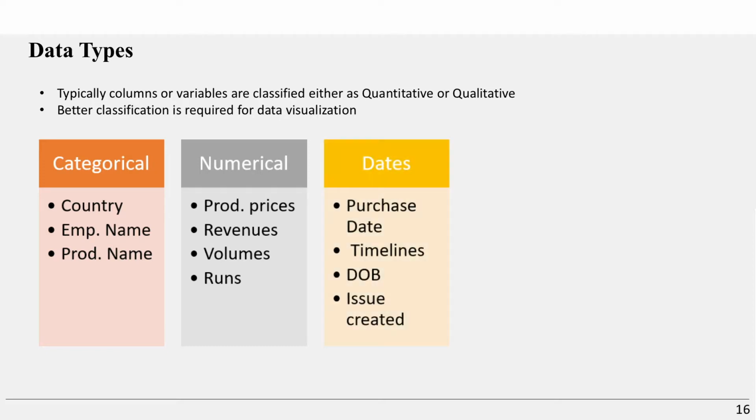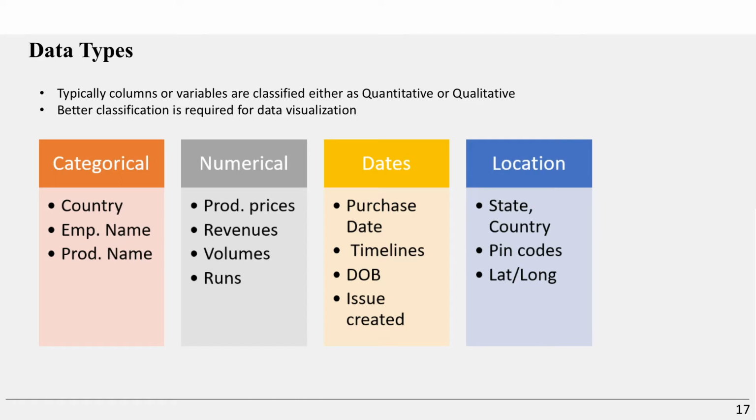The next type is date columns, which I guess is straightforward to understand. Typically, we'll have purchase date, project end date, date of birth, issue created date, etc. Even if you have partial dates, they can be considered as date columns.